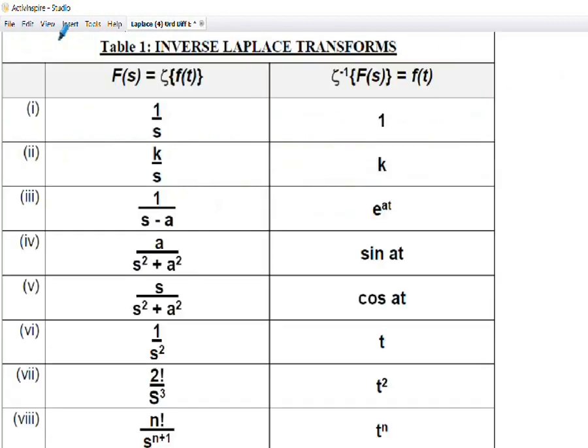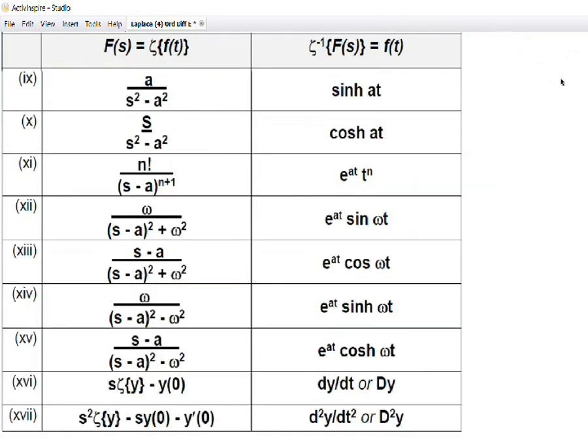Just for recap here, in table 1 I've got the inverse Laplace transform stated. Some of these we've seen before, so I won't labour this with you. And here's the second part of the inverse Laplace transform table. We'll be referring to this in the problems we're going to look at in a moment.